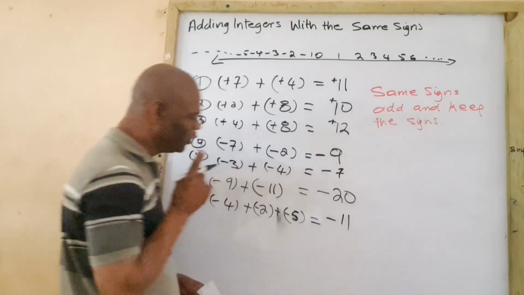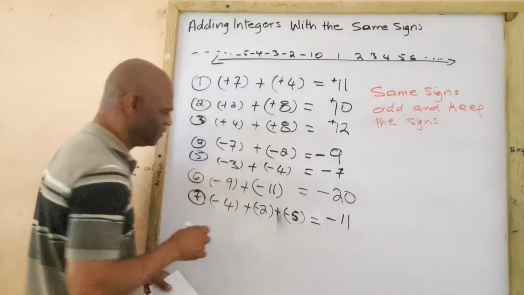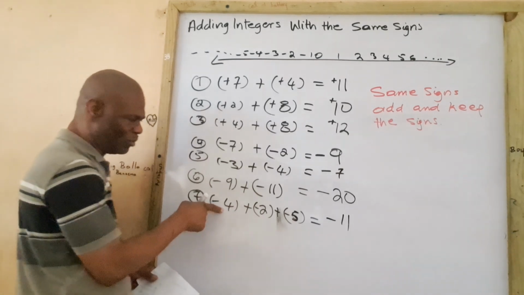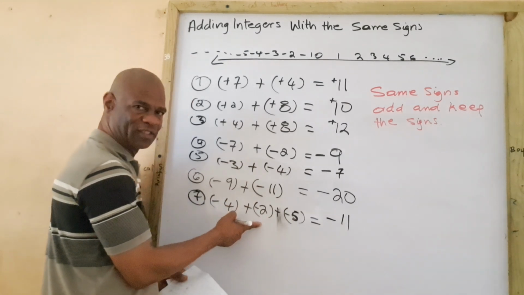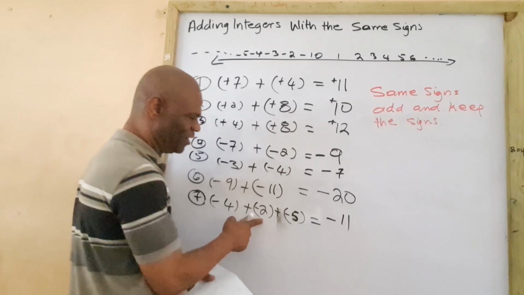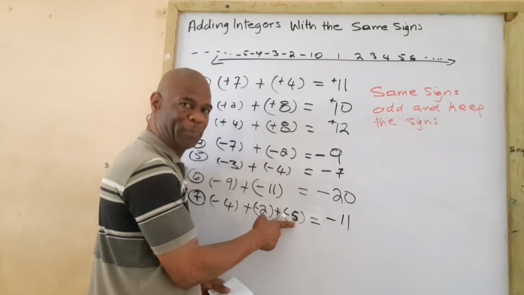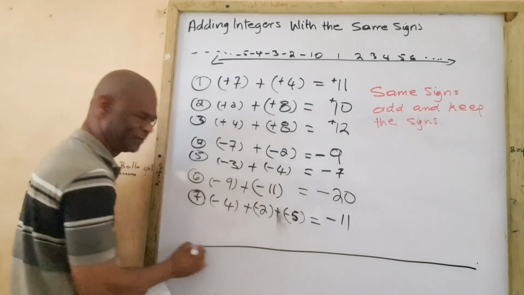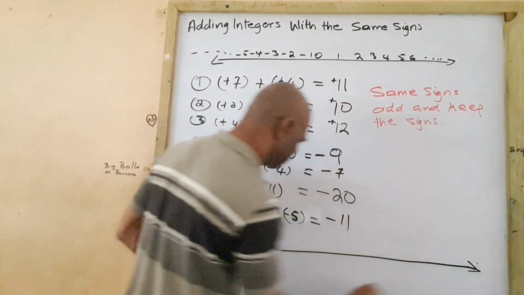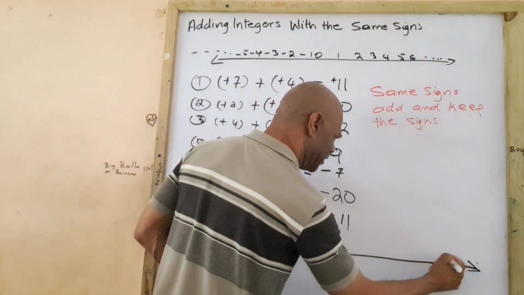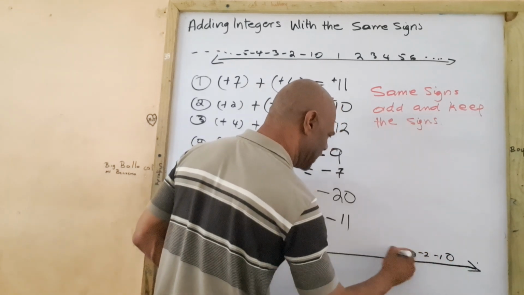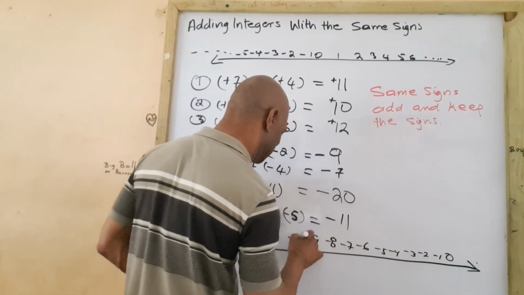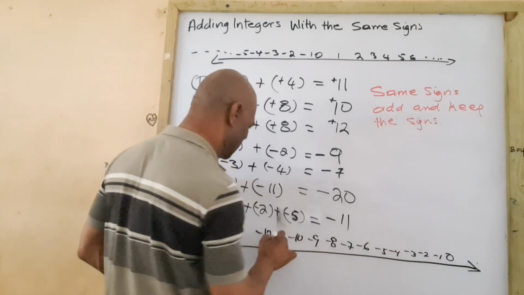Negative 11. Now how would you show that on the number line? We could, so you'd go from -4, move 2 places to the left, and then from there you move 5 more places to the left, further left. So if I have my number line here, I have 0, -1, -2, -3, -4, -5, -6, -7, -8, -9, -10, -11, -12. We can stop there. Right?